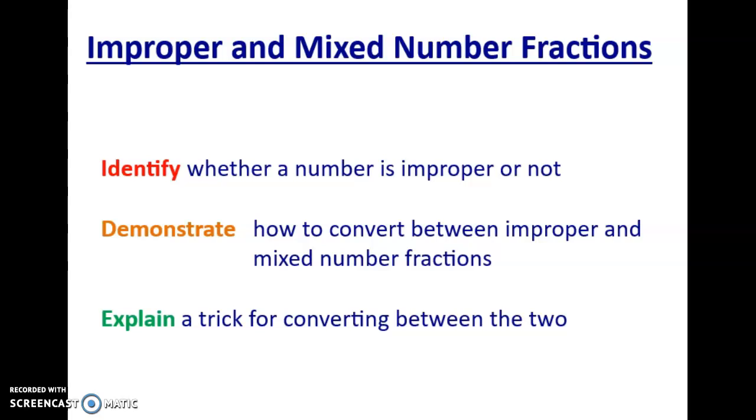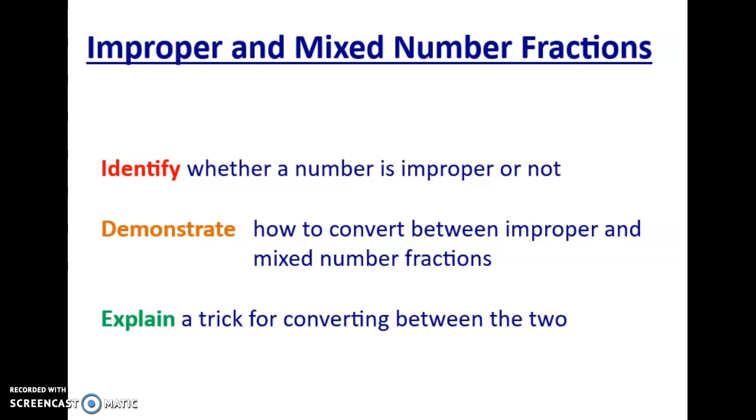As we've been looking at fractions the last few weeks, I thought we'd do some work today on improper and mixed number fractions. So our challenges today are to be able to identify whether a number is improper or not, to demonstrate how to convert between improper and mixed number fractions, and hopefully some of you will be able to give me a trick for converting between the two.